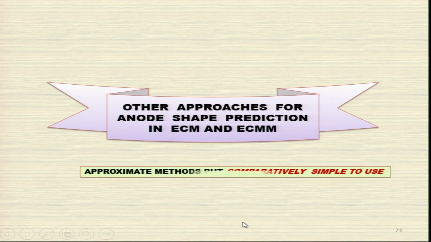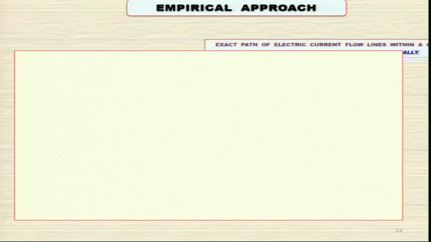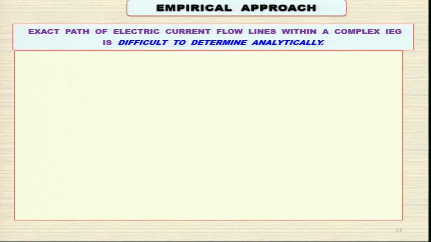Now, there are various approaches for anode shape prediction. Let us see what are the various approaches. Approximate methods, but comparatively simple to use. Now, approximate methods include numerical methods also. Empirical approach: the exact path of electric current flow lines within a complex interelectrode gap is difficult to determine analytically, and once theoretical analysis is difficult, then one goes to the empirical approach.